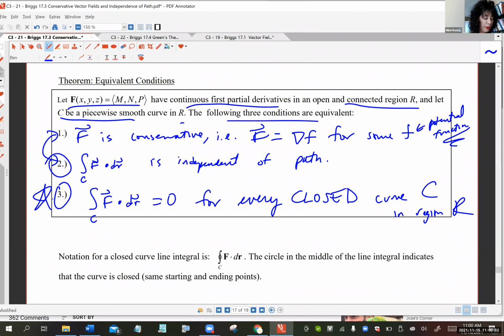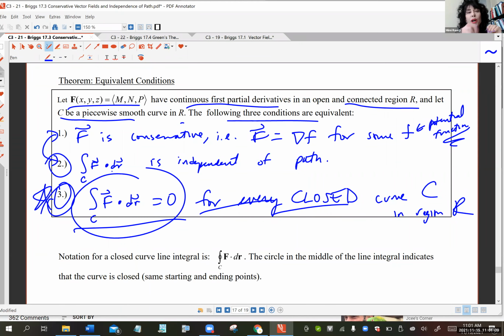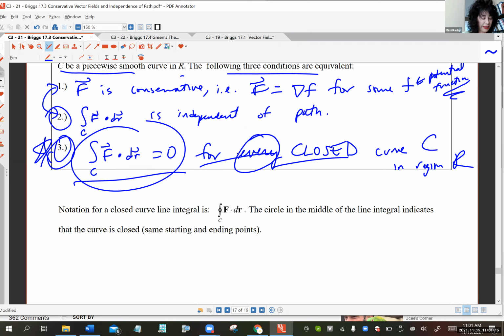Now you have to be careful about number 3, because it doesn't mean that if you get F dot dr equals 0 for one particular case, it's true for every closed curve C. You might have some homeworks where F dot dr is equal to 0, but only for that one path, not for every closed curve. So you have to be careful because there is an "every" in that statement.